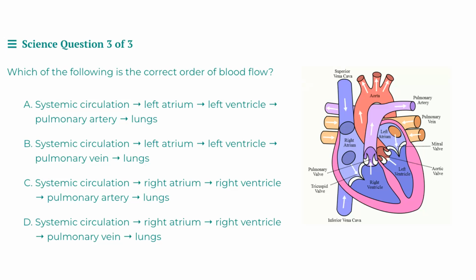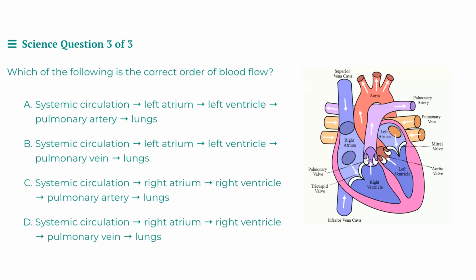Now again, we said that it is right atrium to right ventricle, and we see that both C and D list this correctly. Now after that, there's some disagreement, because option C says after the right ventricle, it continues to the pulmonary artery, whereas D says that it goes to the pulmonary vein. So here it's important to remember a fundamental difference between veins and arteries and why they're categorized differently. Arteries bring blood away from the heart, whereas veins bring blood to the heart.